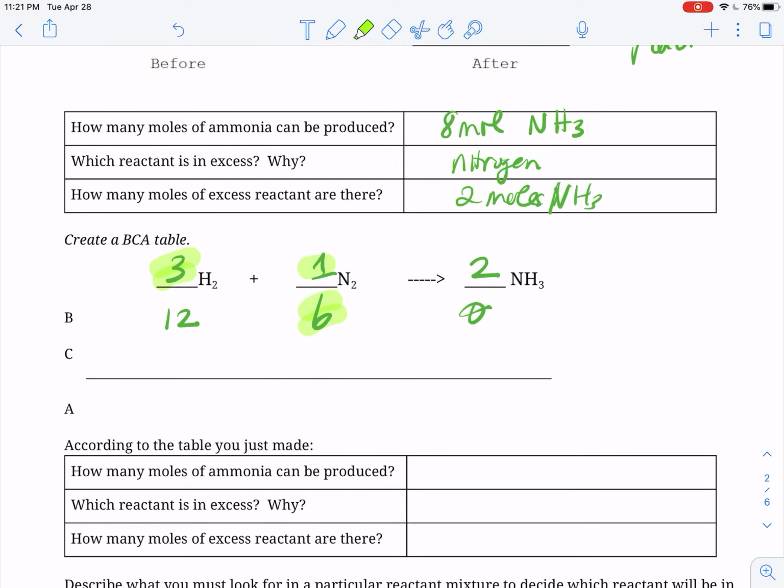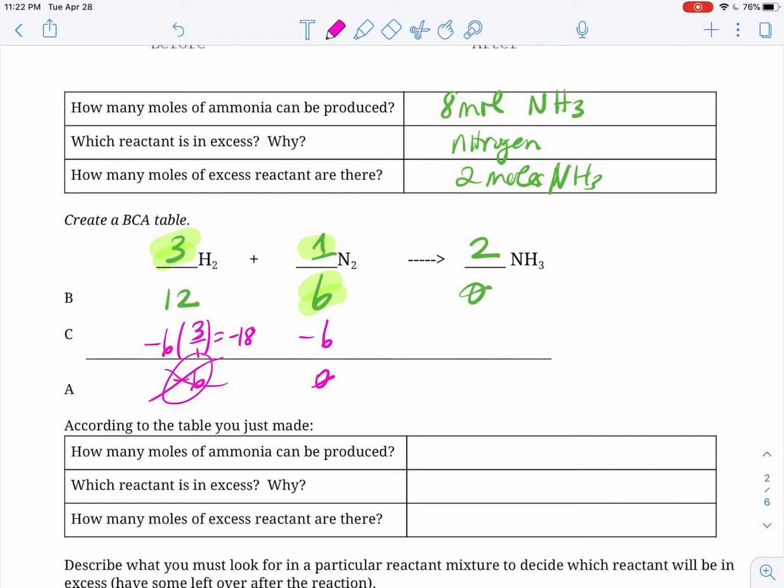Say I did this. 6 minus 6 is 0. And then I did this here, and I did 3 to 1, and I get negative 18. Then what's going to happen is 12 minus 18 is going to be negative 6. I can't have that. So if you can't reason it out, just pick one and do it. And if it comes out negative, then erase it. It's not right.